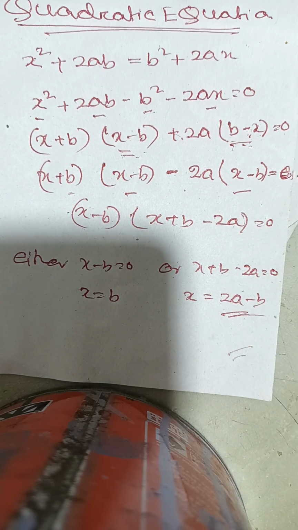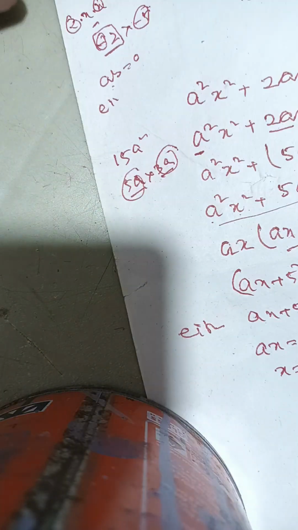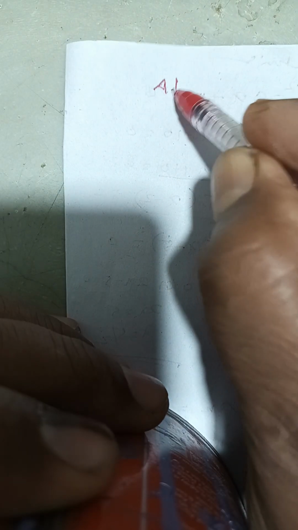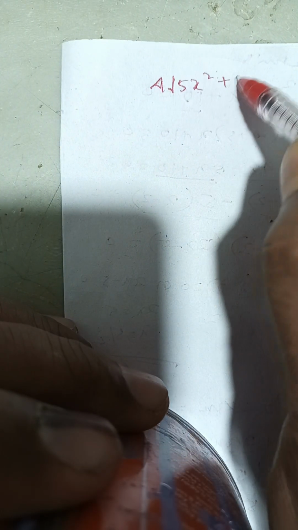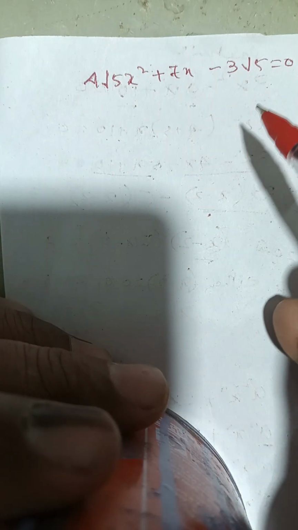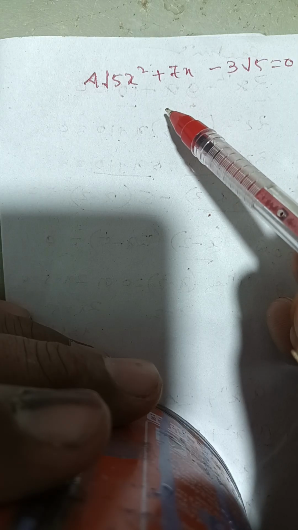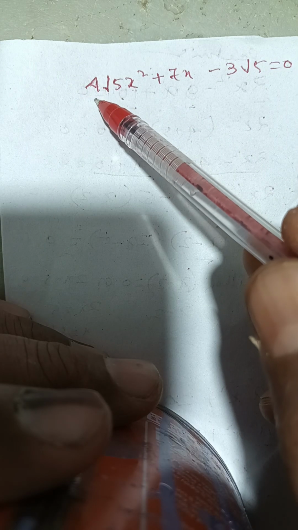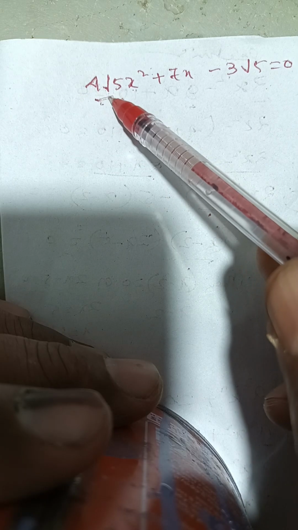Okay, next, another one I am trying. The question is 4 root 5 x square plus 7x minus 3 root 5 is equal to 0. Here we have to solve it by the method of factorization. Again, factorization. We have already told how factorization is done.